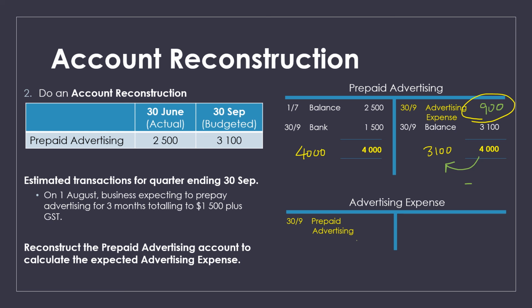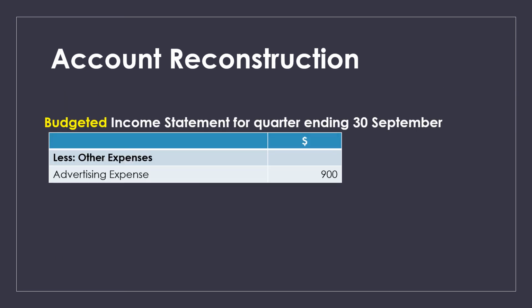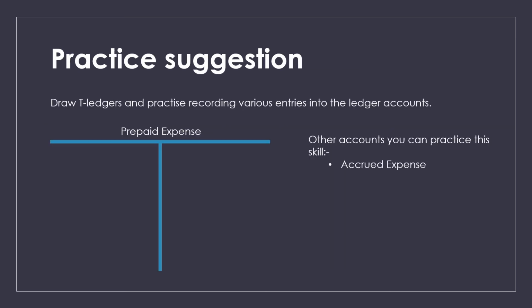This also gets written on the debit side in the advertising expense, and this represents the advertising that has been incurred in the quarter ending 30th of September, and the total amount incurred is $900. In the budgeted income statement for the quarter ending 30th of September, we report the total advertising expense incurred, and that's $900. Here's a suggestion on how you can practice the account reconstruction skill.